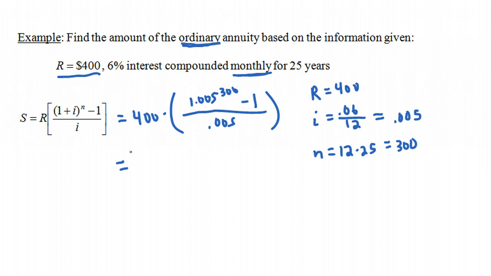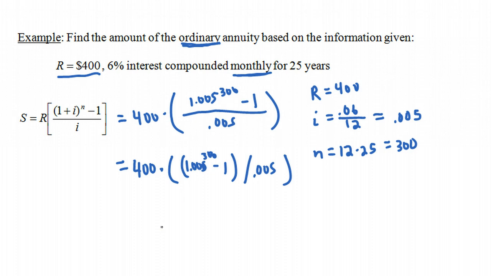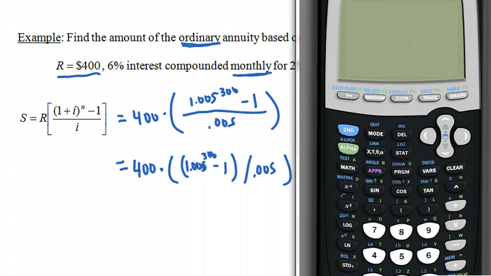Okay, I think sometimes the hardest thing is figuring out how to type this into your calculator. What we're going to do is type in 400 times, and I'm going to use parentheses around the whole expression here. But I'm also going to put the whole numerator in parentheses. So we're going to leave the bottom as 0.005. The numerator will be 1.005 to the 300th minus 1. That will all be in parentheses. Okay, so let's work that out on a calculator.